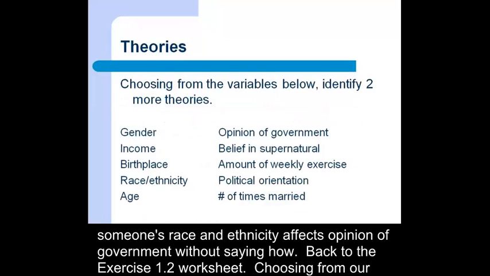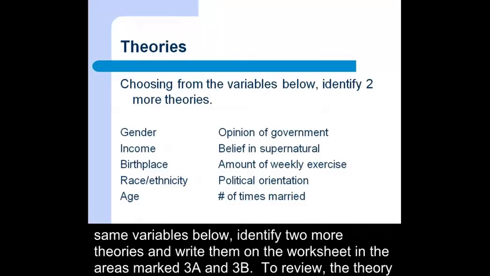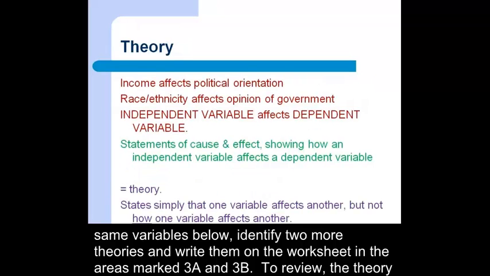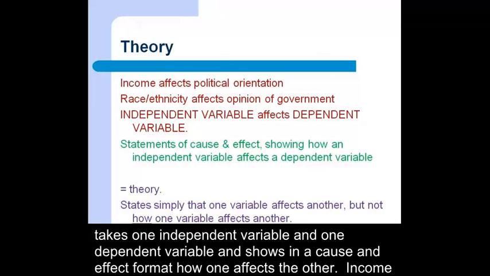Back to the exercise 1.2 worksheet. Choosing from our same variables below, identify 2 more theories and write them on the worksheet in the areas marked 3A and 3B. To review, the theory takes one independent variable and one dependent variable and shows in a cause and effect format how one affects the other.